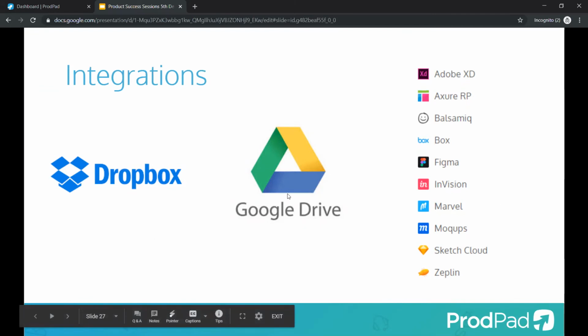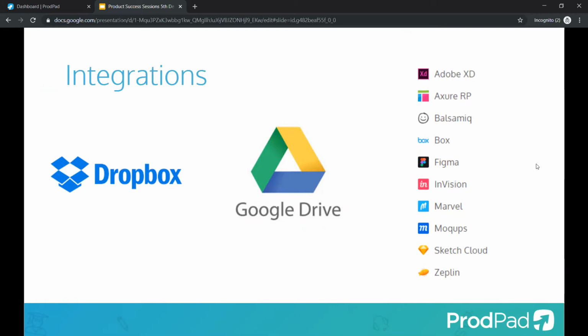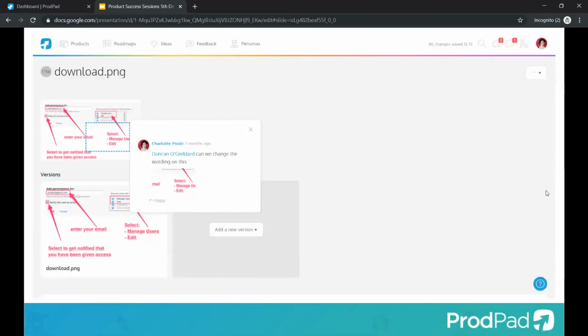Or indeed, if you're using other file sharing tools like Dropbox and Google Drive, you can get those designs in against your ideas in ProdPad. And how you might do that. So once you've added the designs onto your ideas, if you're using integrations, then it will link you off to where those files are sitting within Figma and Sketch and so on. That's often because those design tools already have commenting functionality, so we don't want to replicate something that you're already going to use.